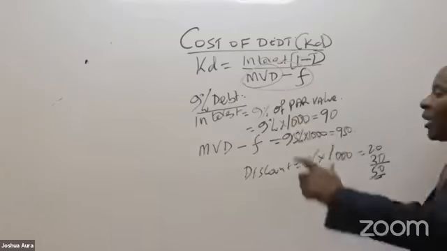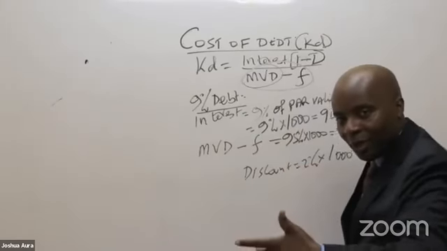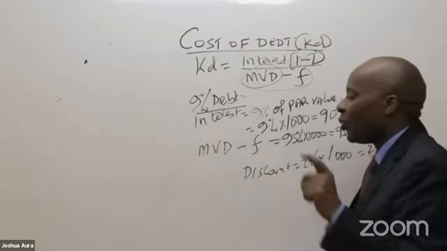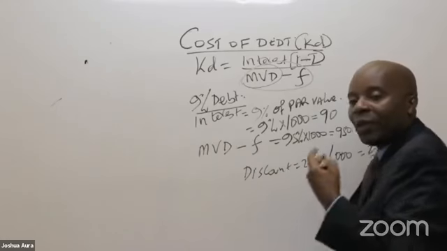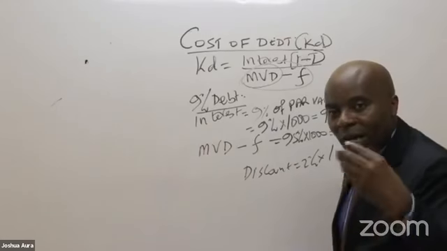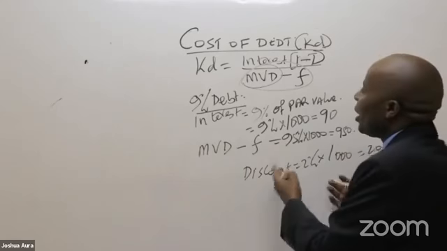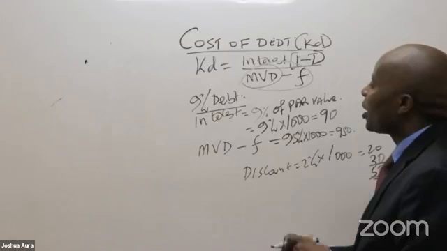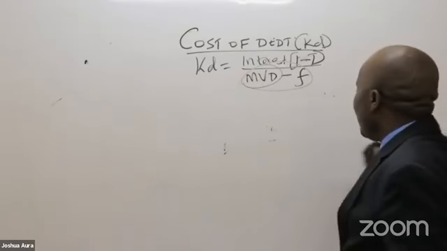To get the market value of debt, of course, they haven't told us the market value, so we shall assume that this bond will be selling at 1,000. Then we have 1,000 minus 50, this expense here, for us to get the net proceeds that our company will get, which is 950. So now, with this, I should be able to get KD without much hassle.